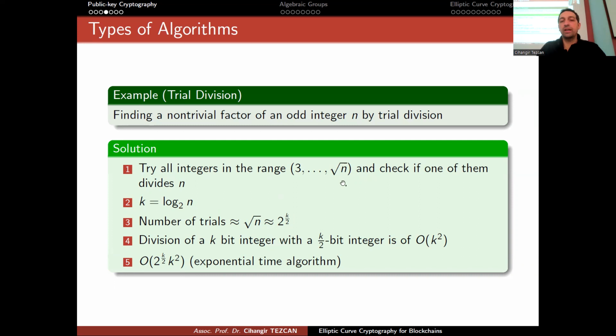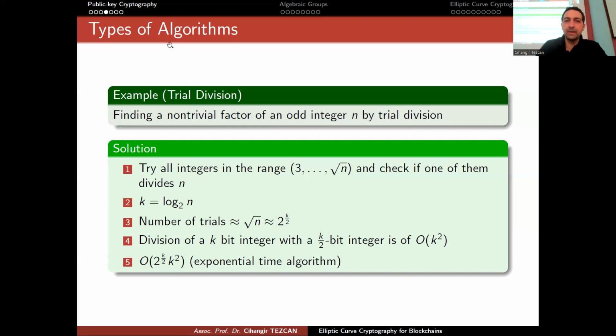If you try to find the divisor of a number this way, when the size of n increases, your complexity increases exponentially. So this way, you wouldn't be able to find divisors of large integers. So that is the idea. The question is, can you come up with a better algorithm?